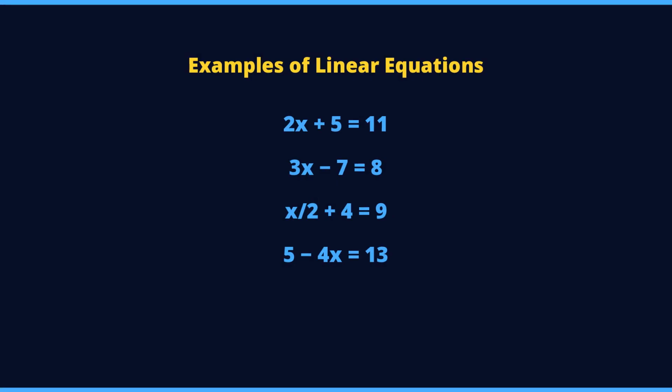Here are some examples of linear equations in one variable. 2x plus 5 equals 11. 3x minus 7 equals 8. x over 2 plus 4 equals 9. And 5 minus 4x equals 13.